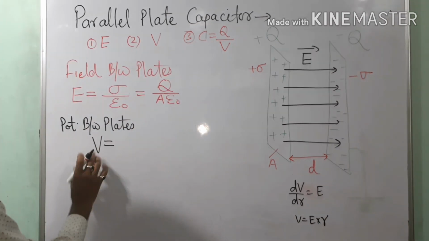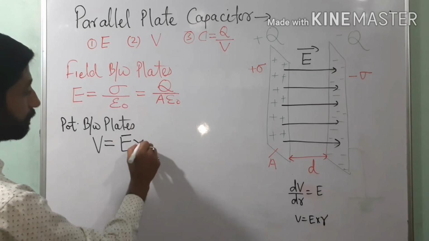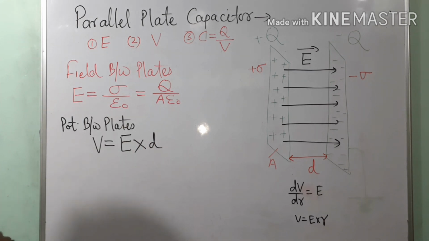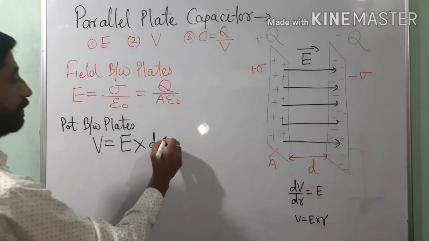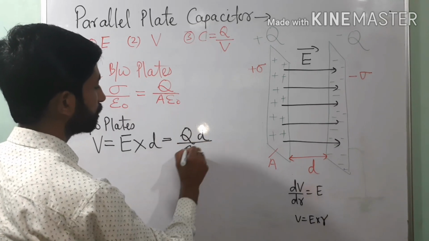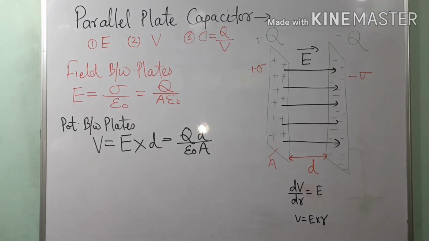So here the potential between the two plates is the electric field between the plates multiplied by the separation between the plates. That is the potential between the two plates. So what is it? Q d over epsilon naught into A. Very simple, do it very simply.